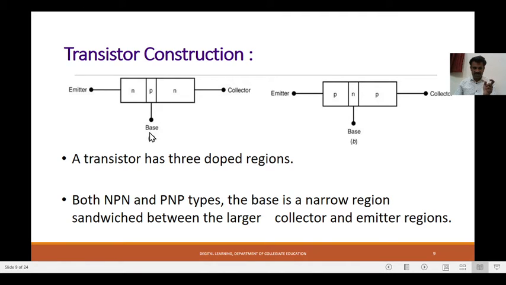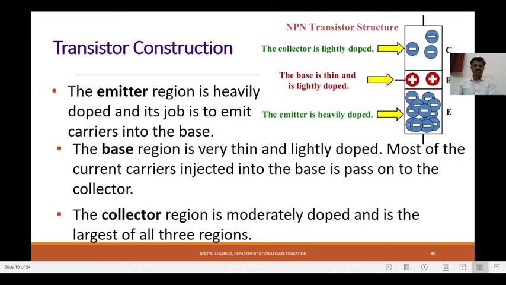A narrow region is considered to be a base, and this is a physical representation. And coming into the regions, what is the thickness of the different regions, what is the doping concentration, if at all we want to study the emitter region. The emitter region is a heavily doped one. You can see that there will be a lot of negative charges present here. And its job is to emit the charge carriers into the base.